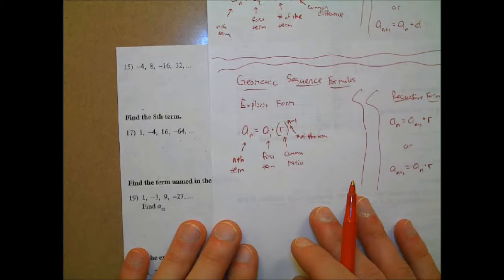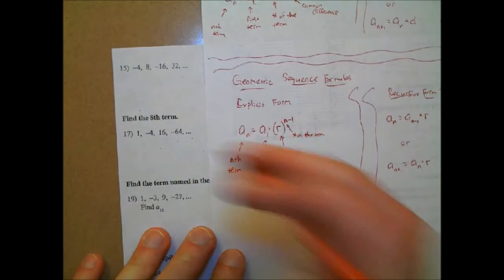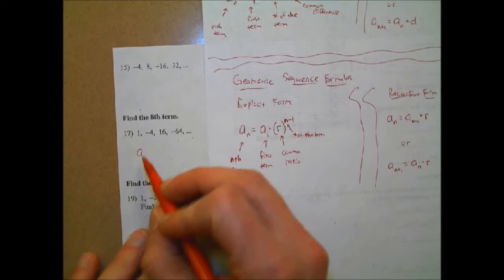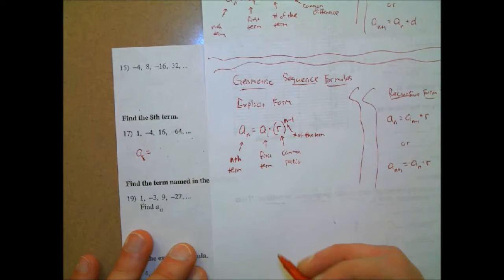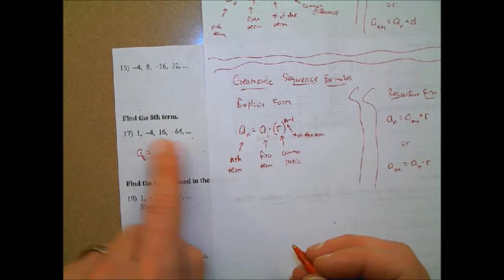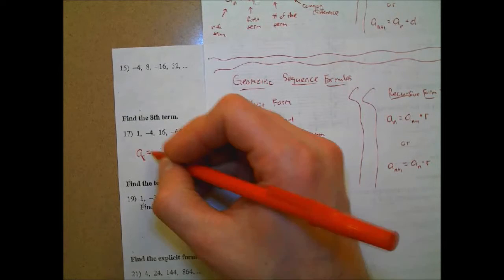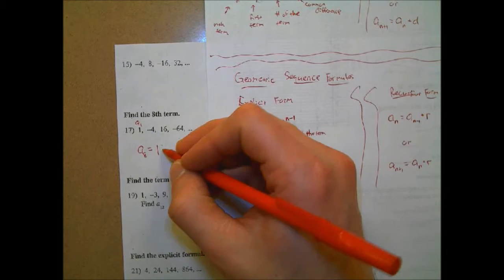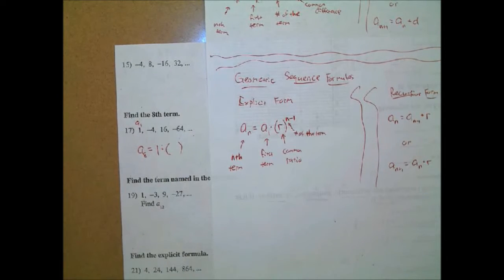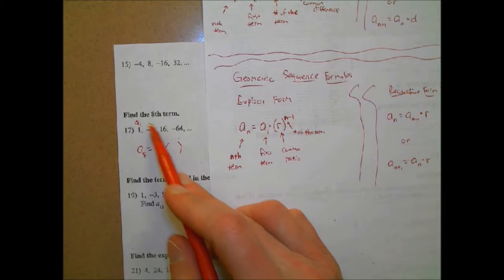Let's use the formula here. We want to find the 8th term, which means I want to find a sub 8, right? What's my a sub 1 according to my sequence here? 1. There's a sub 1 right there. Times, what's our common ratio here? What are we multiplying by every time? 1 times what gives us negative 4?